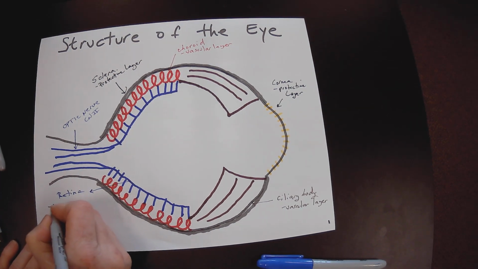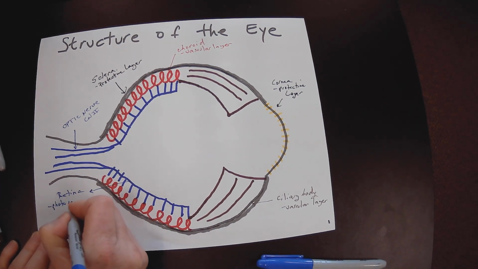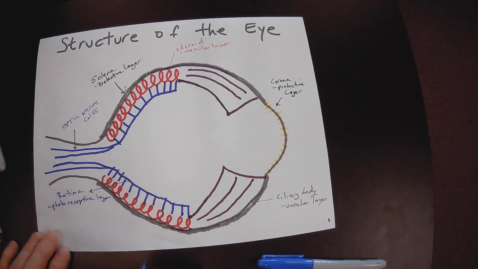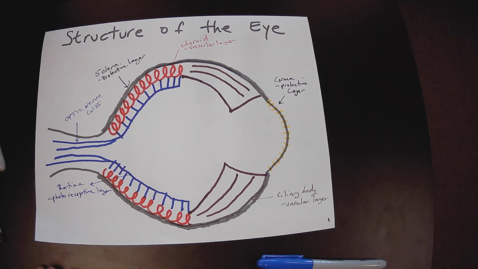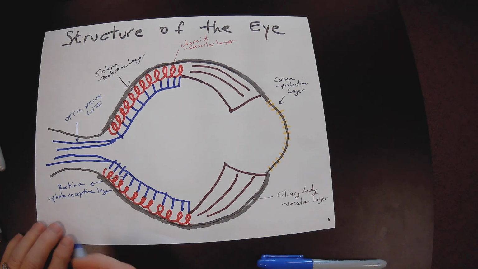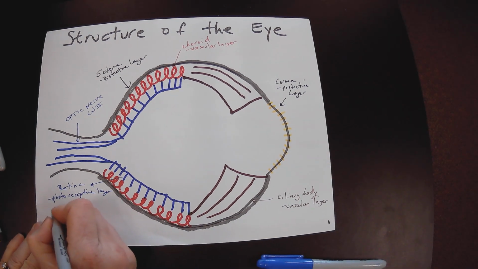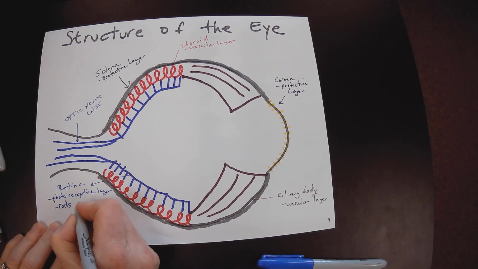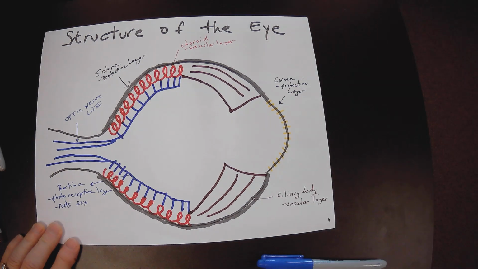And it's a photoreceptive layer. The photoreceptive layer is composed of two different kinds of cells. Anybody know what those are? Yeah, there's going to be rods. So the first is going to be rods, and the rods are 20 times more prevalent than the cones.